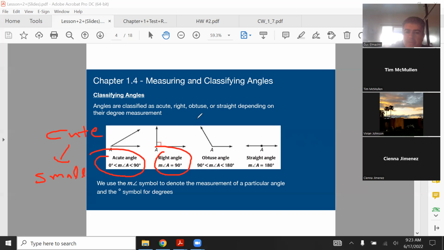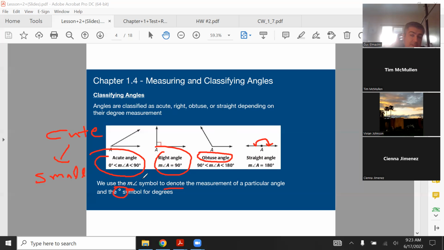small. Obtuse. Obtuse is a big angle, so it's more than 90. And then straight is 180. That's a straight angle. So those are the classifications of angles, should be very straightforward. No pun intended with the straight angle. And sometimes we use this little M symbol here to denote the measure of the angle. And then we use a degree symbol to indicate that we're using degrees.